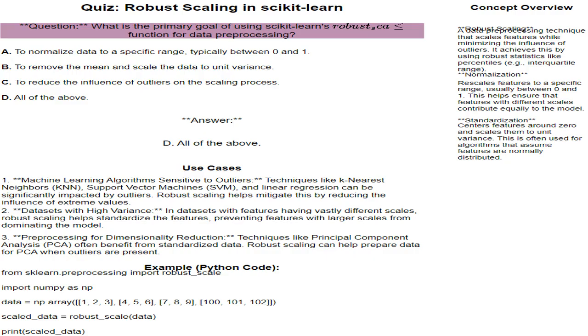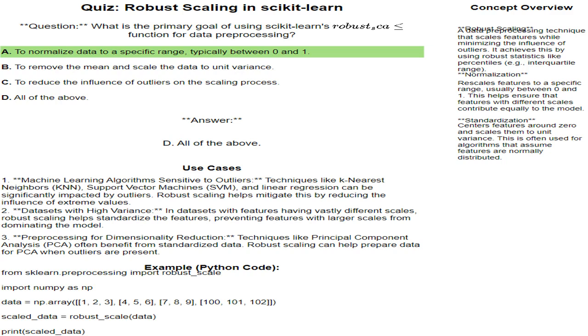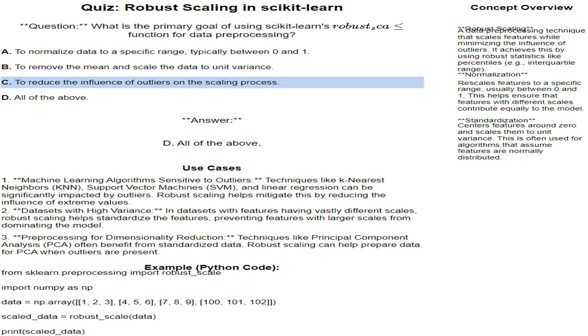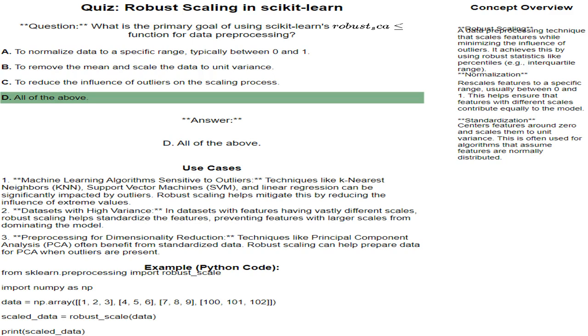What is the primary goal of using scikit-learn's robust scale function for data preprocessing? A. To normalize data to a specific range, typically between 0 and 1. B. To remove the mean and scale the data to unit variance. C. To reduce the influence of outliers on the scaling process. D. All of the above.